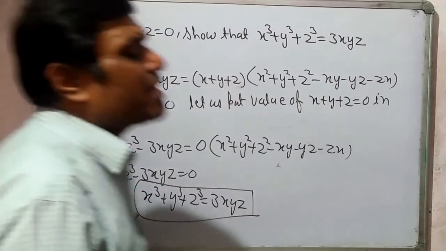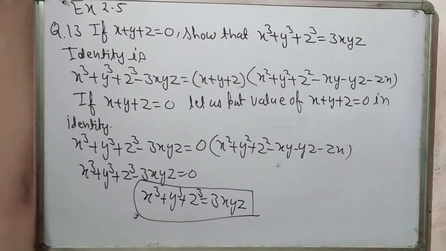This particular result tells us that if any 3 terms are such that their sum taken individually is 0, then we can save ourselves from finding their cubes and adding. For finding the sum of their individual cubes, we can simply multiply them together and then multiply the result by 3. This will be clear from question number 14, which is applying the same concept.